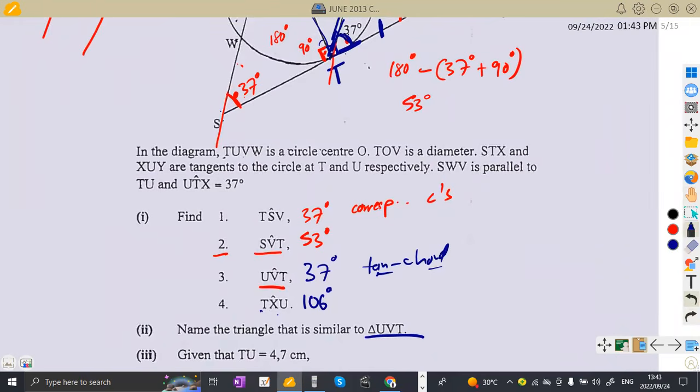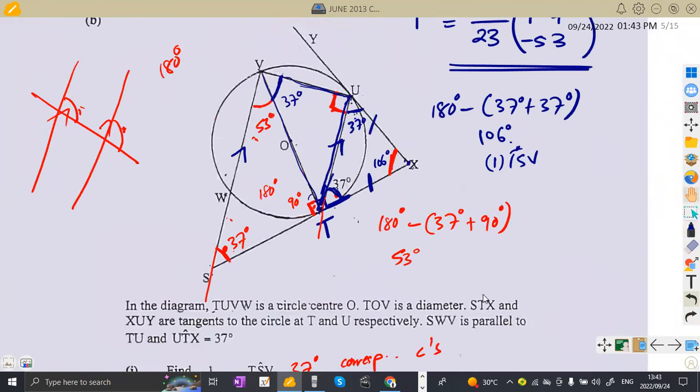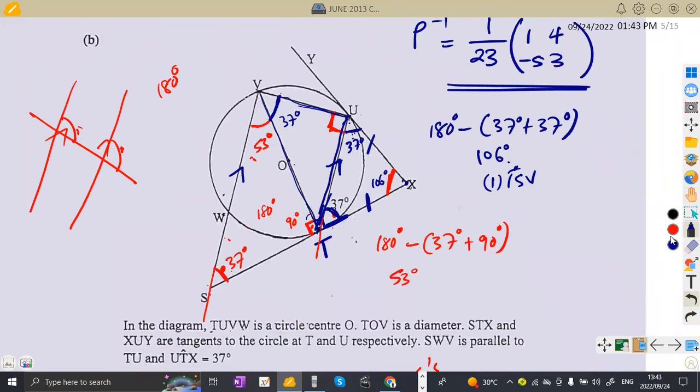Where are we going to have our triangle UVT? This is our triangle here, UVT, that is U to V to T. From this triangle, we can note this is 90, this is 37. So you can calculate this angle: 90 plus 37 from 180, we obtain 53 degrees.